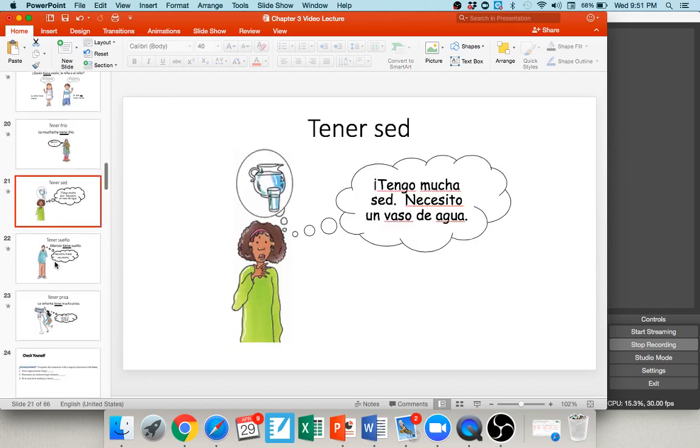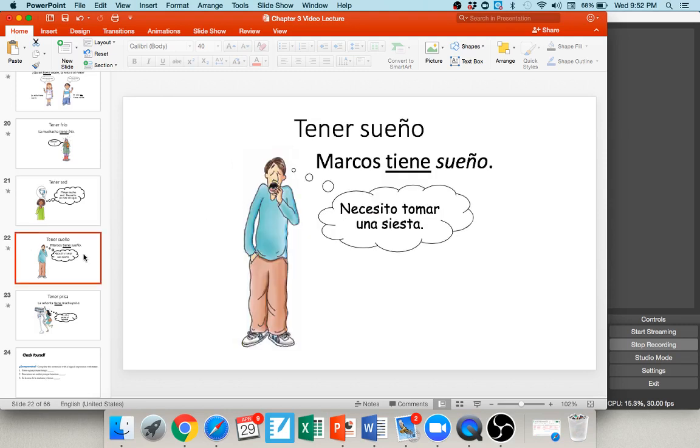All right, some other common tener expressions. You have tener sed, to have thirst, or to be thirsty. So tengo mucha sed. I'm very thirsty. Tener sed. You can tener sueño, to be sleepy. In this case, you see this guy, he's yawning, and it says, Marcos tiene sueño. Marcos is sleepy. And then he says, wow, necesito tomar una siesta. I need to take a nap.